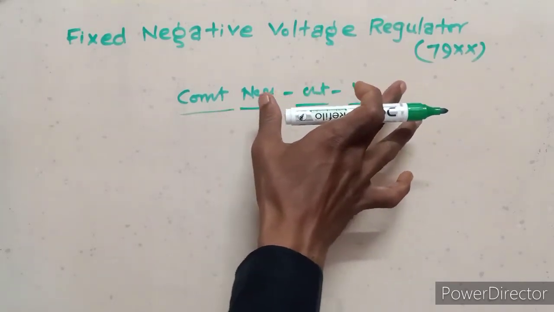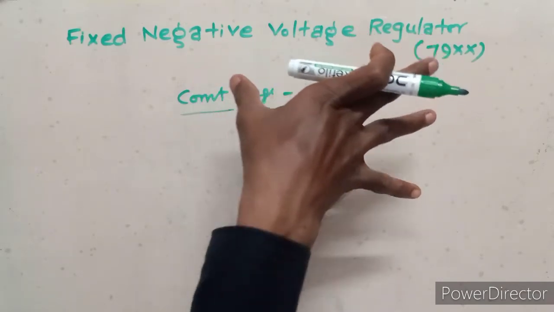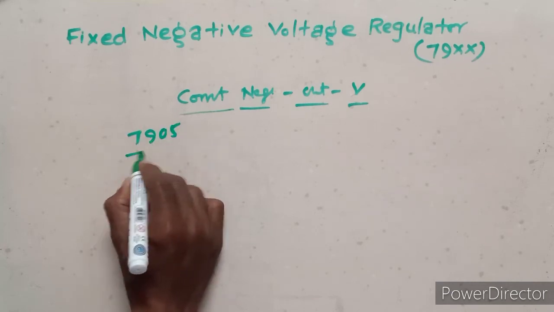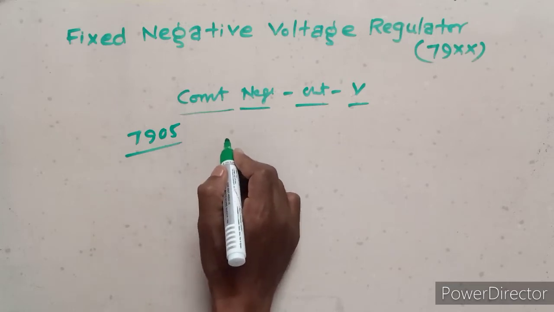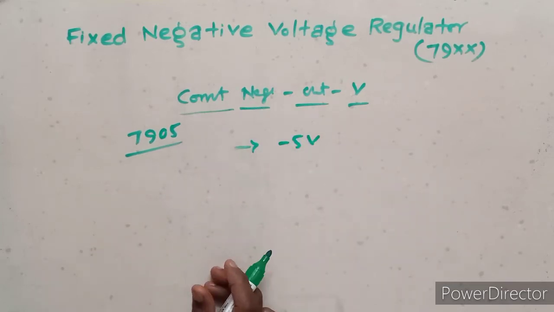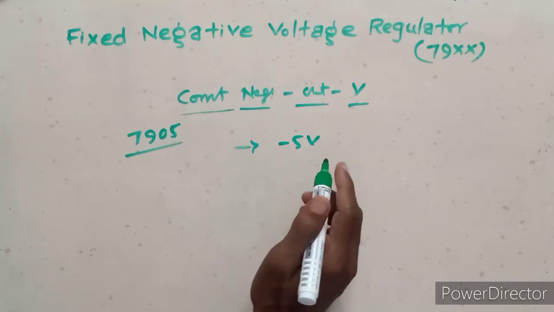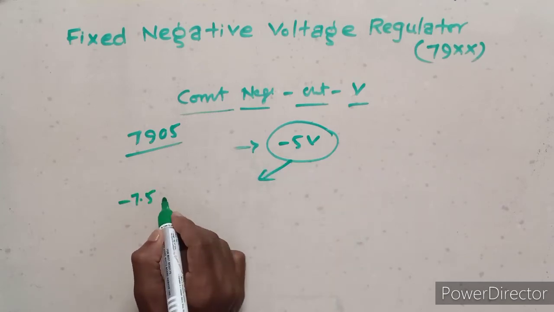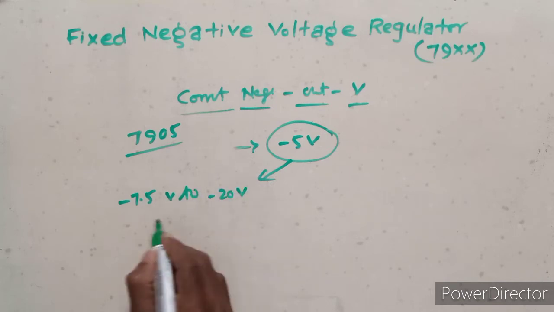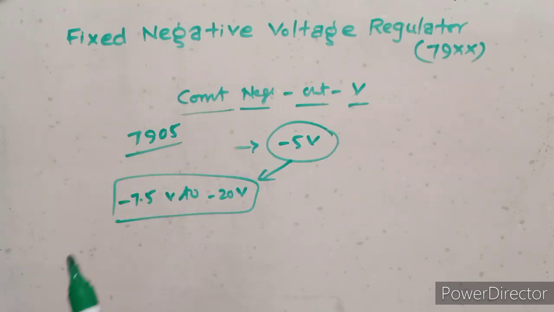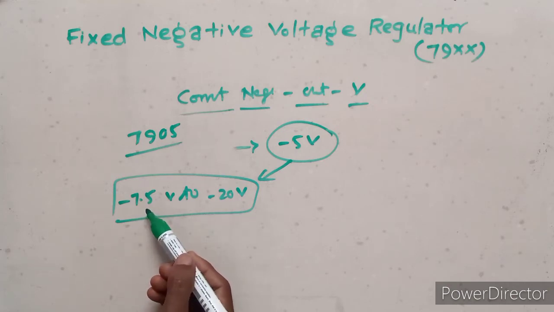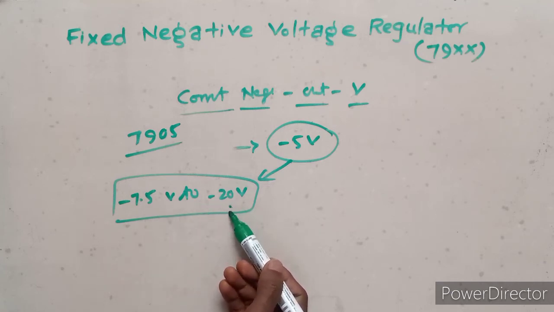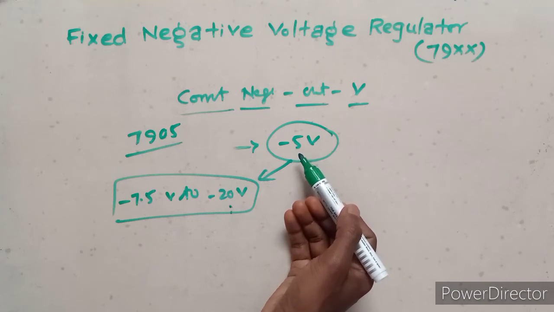The popular example here is the 7905, from the 79 series. The constant negative voltage is minus 5 volts, produced from an input voltage of minus 7.5 volts to minus 20 volts. This is the condition. If the input voltage ranges from minus 7.5 volts to minus 20 volts, we get a constant minus 5 volts output.